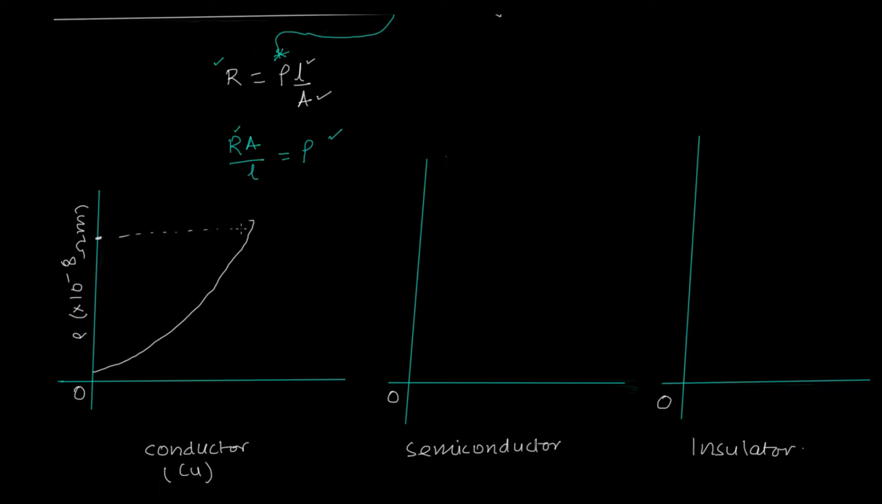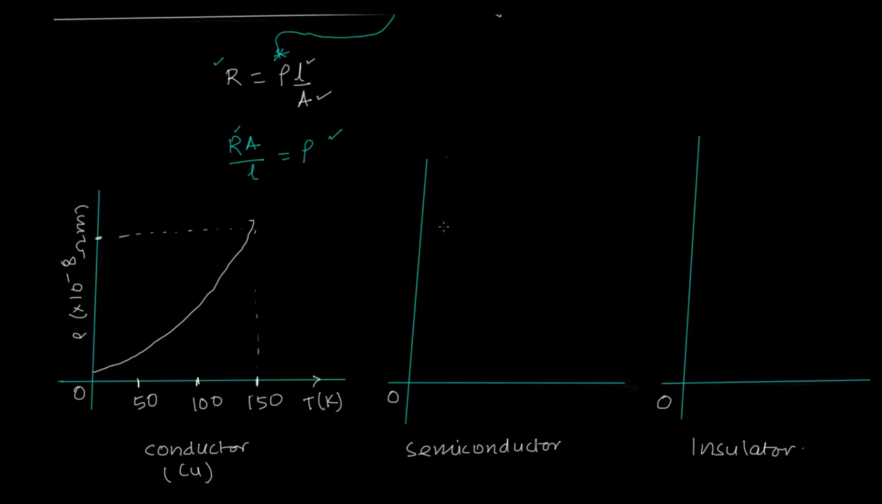It moves from about this to 0.4 into 10 to the power minus 8 in the span of, say, this is 150, this is 100, and say this is 50. We are talking about temperature not in centigrade, rather in Kelvin. This is how it varies for copper, right?